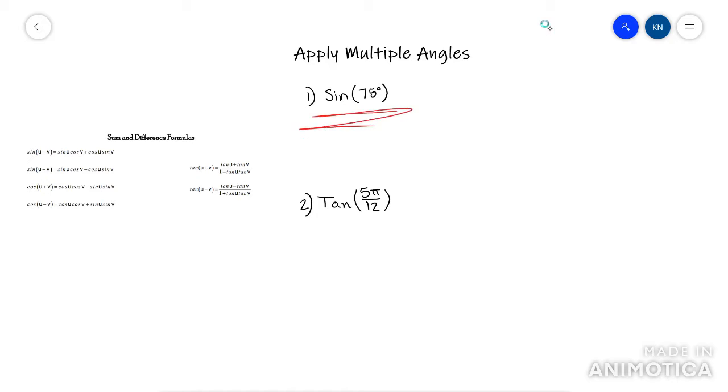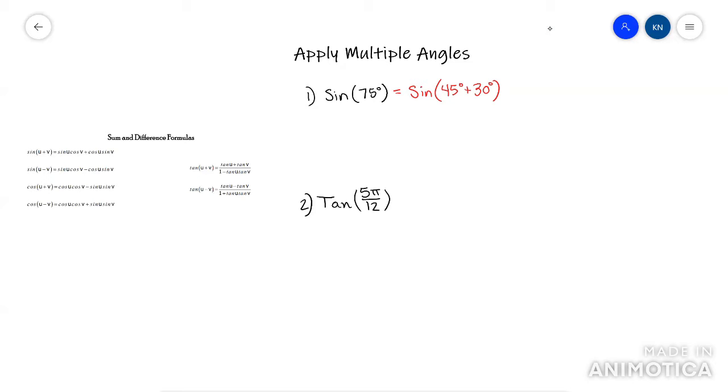Imagine you saw something like sine 75 degrees. That's not one of your normal angles, so you don't know that answer right off the bat. So you would have to rewrite this as sine of an angle plus an angle. So we could do 45 degrees plus 30 degrees. And it doesn't necessarily have to be plus. You could do an angle minus an angle. It'll give you the same thing.